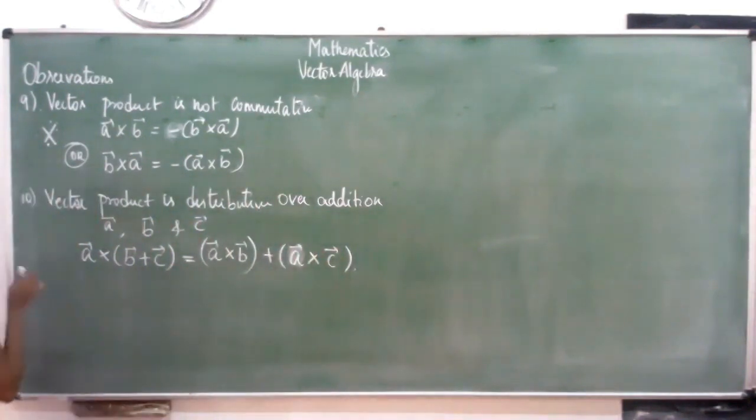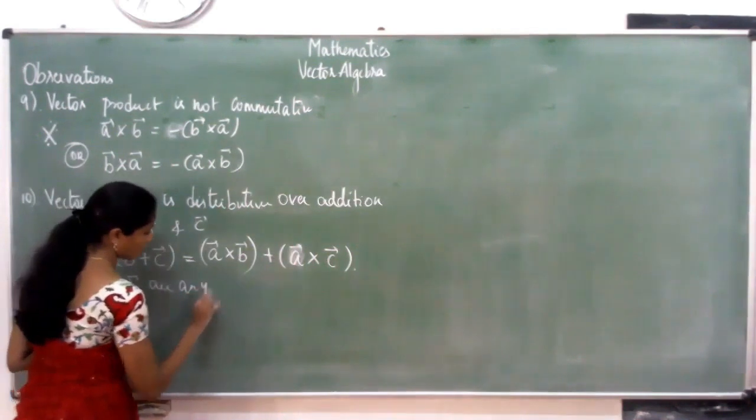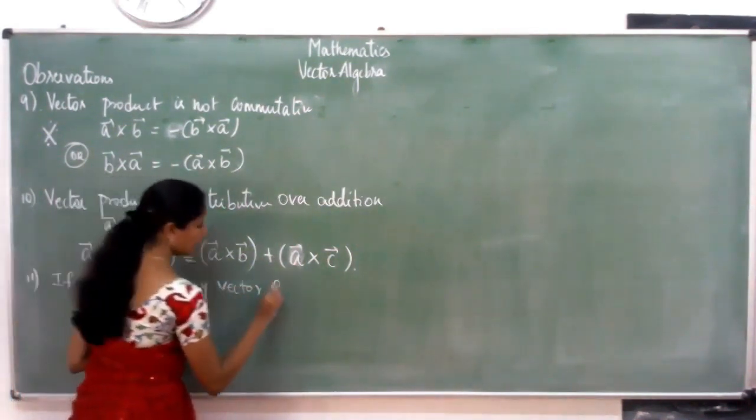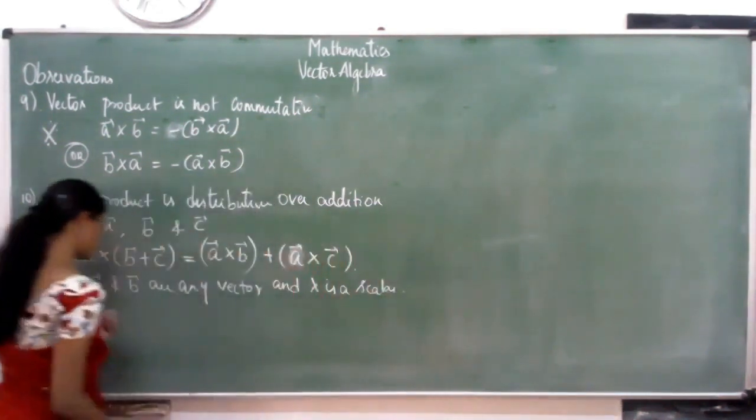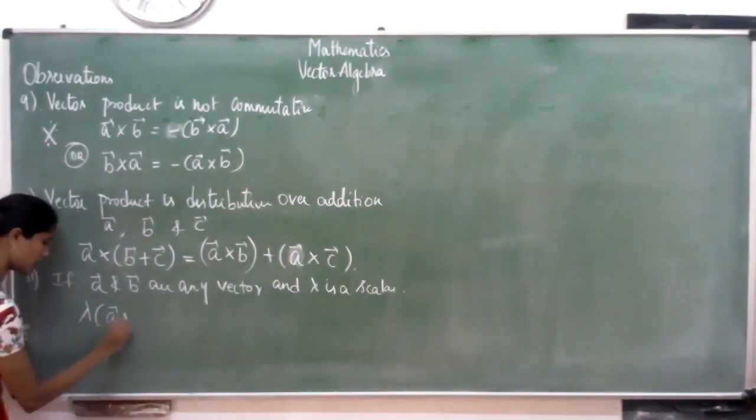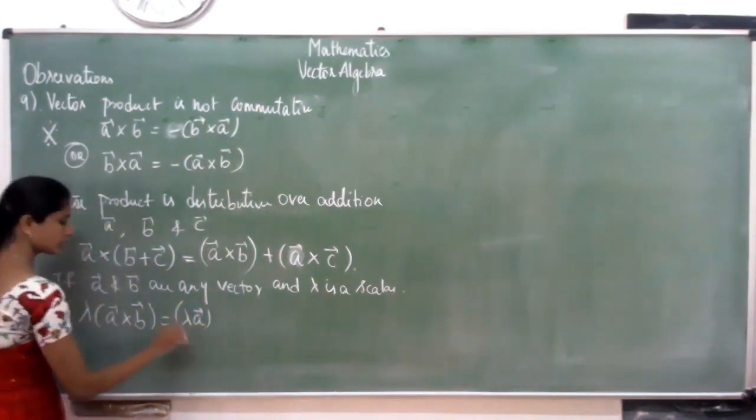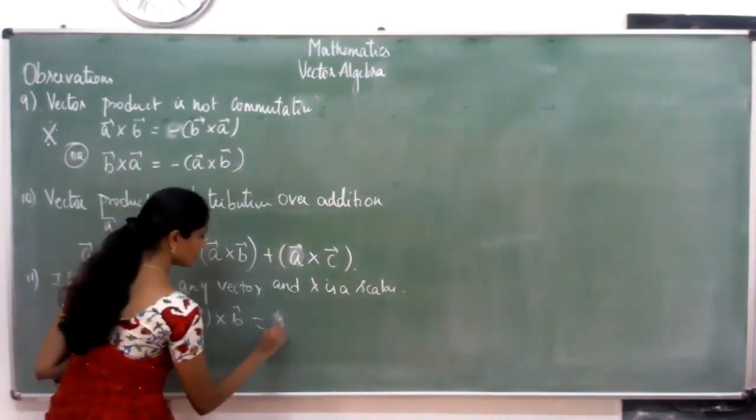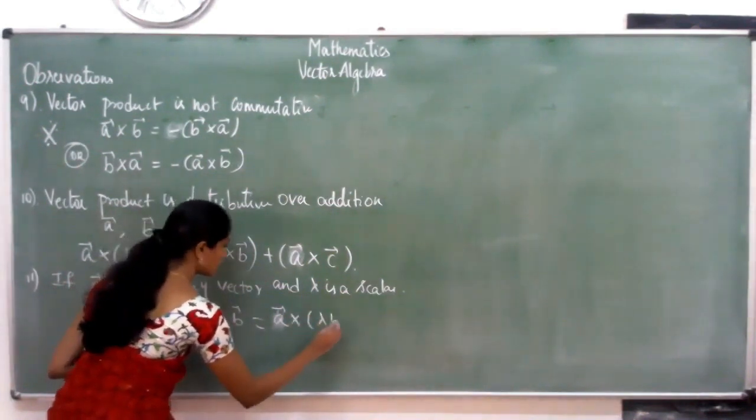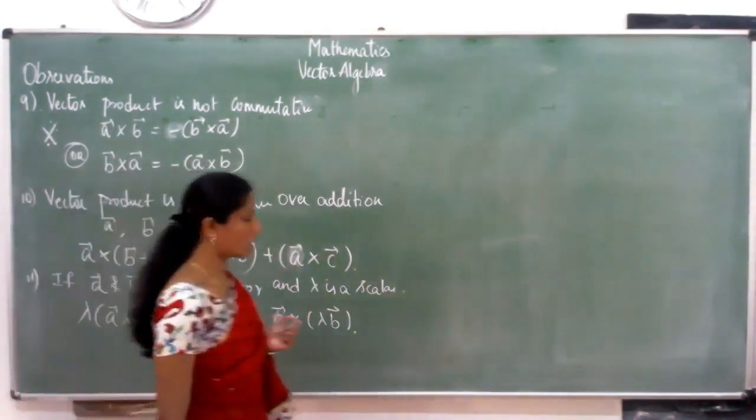Okay. Next, if A and B are any vectors and lambda is a scalar, then we have lambda times vector A cross B is equal to lambda times vector A cross vector B, which can even be written as vector A cross lambda times vector B. Okay, this is about the observation.